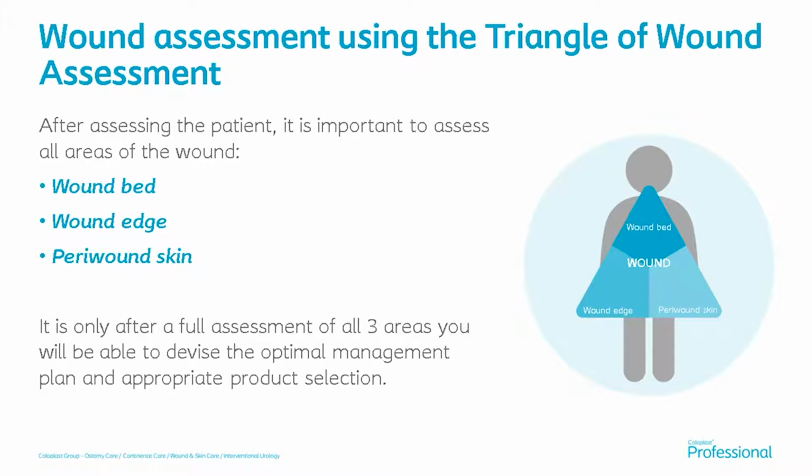So, wound assessment using the triangle tool. We're looking at the wound edge, wound bed, and the periwound skin. It's really important that we're looking at all three of these areas, because each of these areas really does have an impact on the wound healing. It will help us to identify and devise that optimal management of a wound, and it will help us with our really appropriate selection of product use.